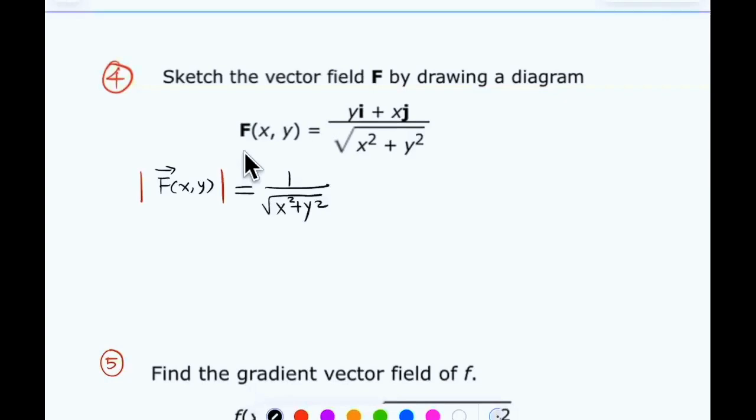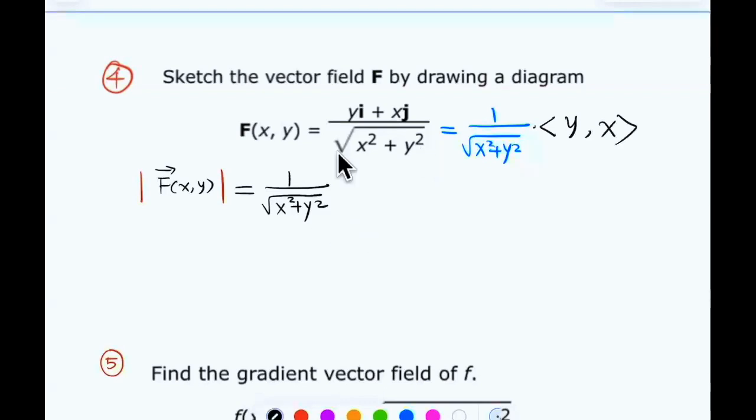Okay, let's try to do it together. So I'm going to ask you, what's the magnitude of this vector? Can you guys tell me? To find the magnitude of this vector, we will square each component, right? And then sum them up and take the square root, right? So I'm going to take this 1 over square root of x squared plus y squared, and then here will be the y and here's the x, right?